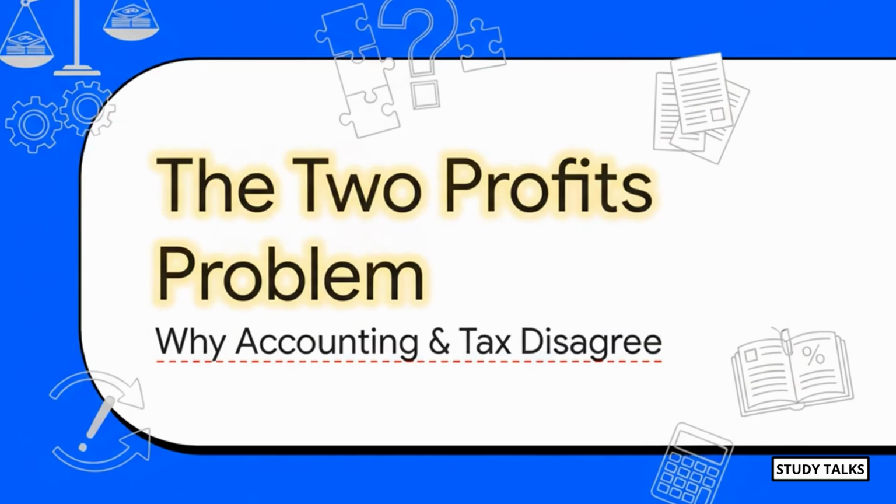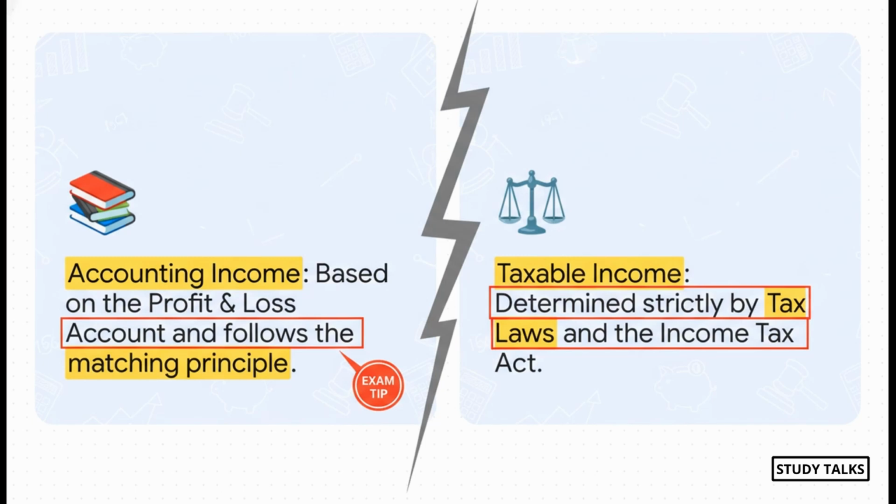First things first, let's get to the bottom of that puzzle we just talked about. Why in the world do we even have two different profit figures to start with? And here's the answer. It's because we're essentially living in two different worlds. On one side, you have your accounting income, or what we call book profit. This is the number that comes from your P&L account, following sacred accounting rules like the matching principle. But on the other side, you have taxable income, or tax profit. This one follows a completely different rulebook, the Income Tax Act. They're like two different languages, so of course they're going to come up with different numbers.